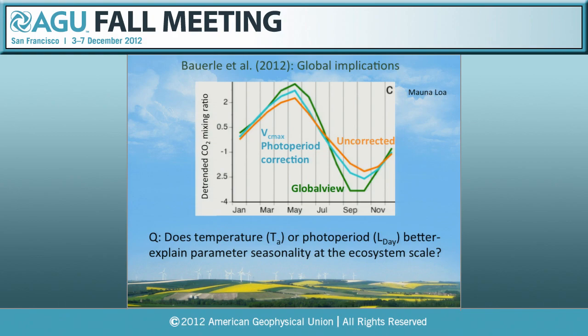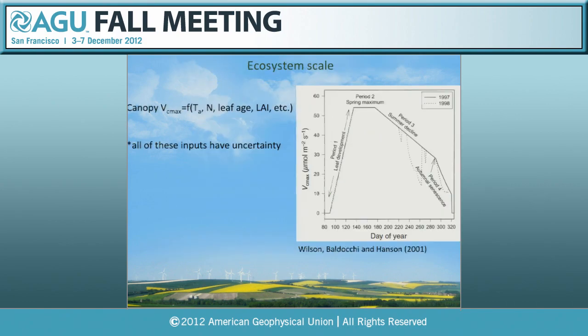So my question is a little bit more simple. And that is, really, does temperature or photoperiod better explain the seasonality of parameters that are important for photosynthetic uptake, not necessarily Vcmax and Jmax, but light response curve parameters, at the ecosystem scale?